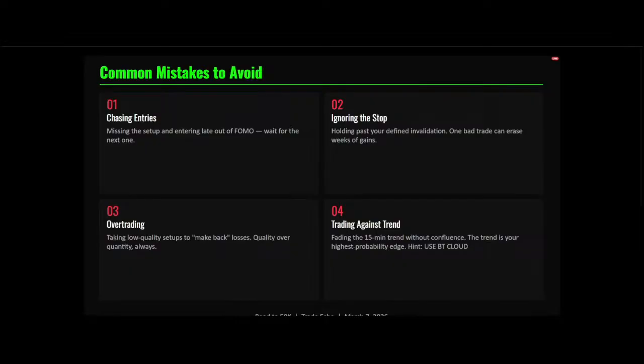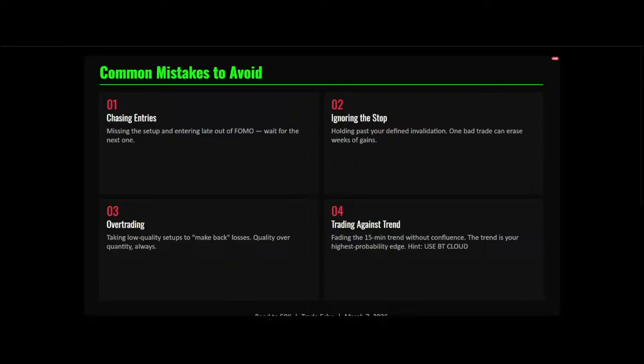Number two, ignoring the stop. If you have a stop loss or a risk parameter and you hold past your defined invalidation, one bad trade can erase literally a week's worth of gains. And that's the worst feeling ever. You'll be up $3,000 and think, holy crap, I'm thinking about getting a yacht, a new car, a new house. And then you're like, screw it, if I can make $3,000 in a week, I can make $6,000. So you size up and bam, you have hopium.